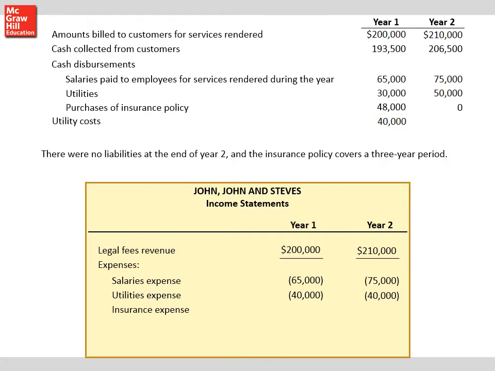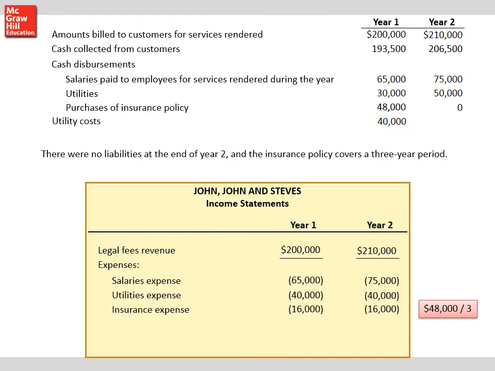The insurance. The insurance covers a 3-year period. So $48,000 was paid out for 3 years. How much of it should be an expense in year one? 48,000 divided by 3, or 16,000. And then 16,000 would be an expense in year two, and then in year three they would recognize the remaining 16,000.